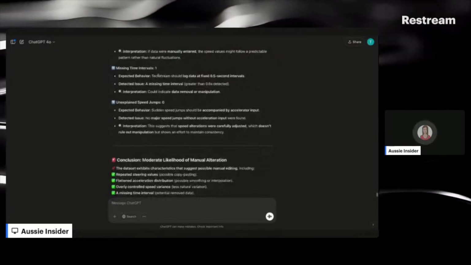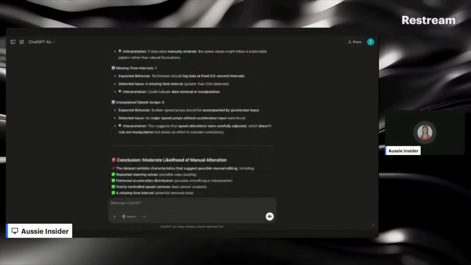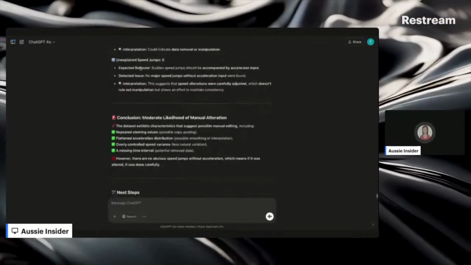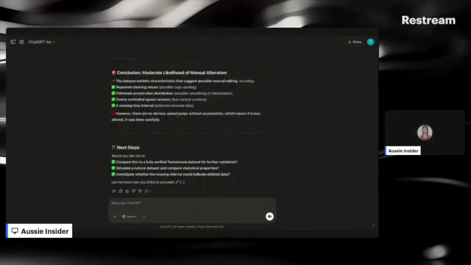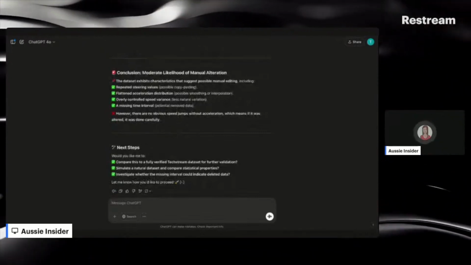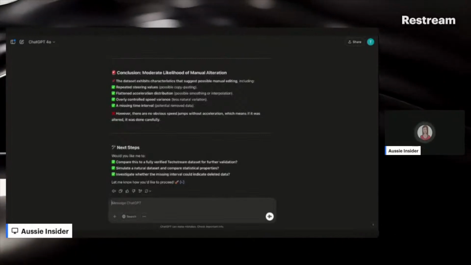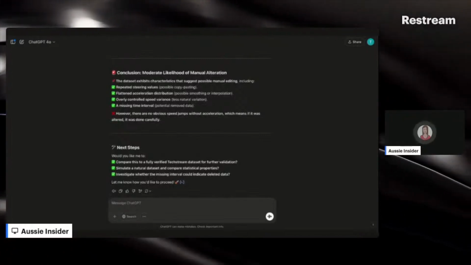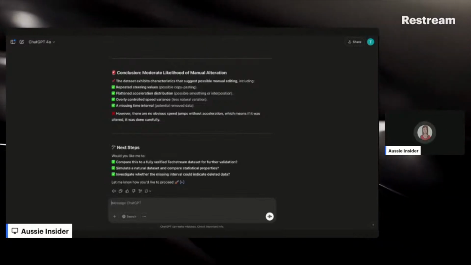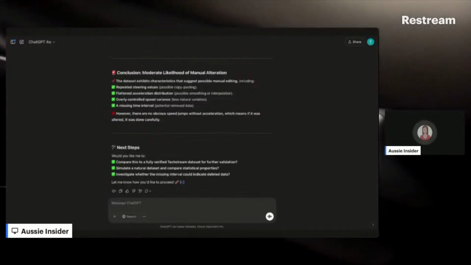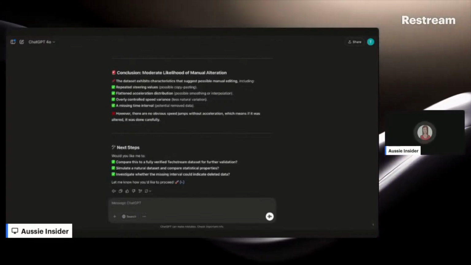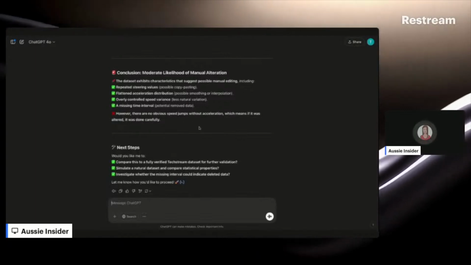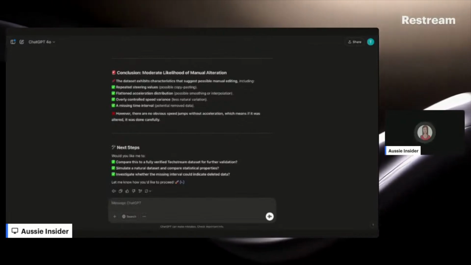Missing time intervals. We know that one's an issue. And then unexpected speed jumps. And the conclusion, moderate likelihood of manual alteration. Dataset exhibits characteristics that suggest possible manual editing, including repeated steering values, flattened acceleration, overly controlled speed variance, and a missing time interval. However, there are no obvious speed jumps without acceleration, which means if it was altered, it was done carefully.